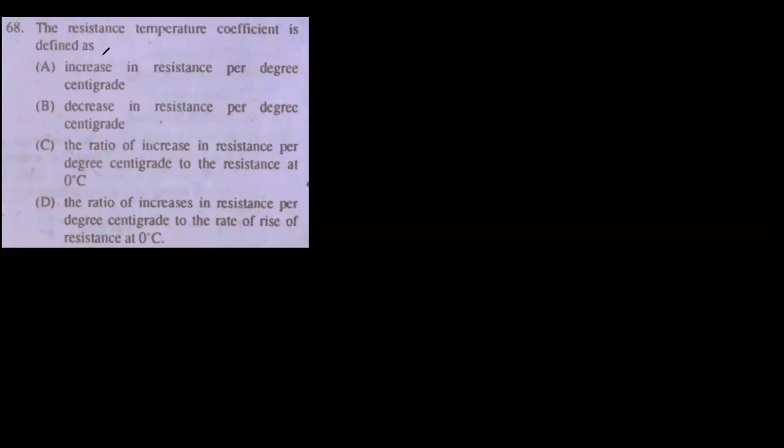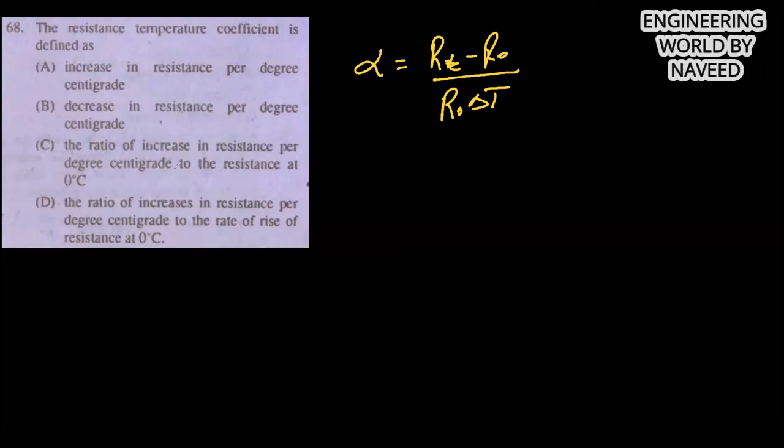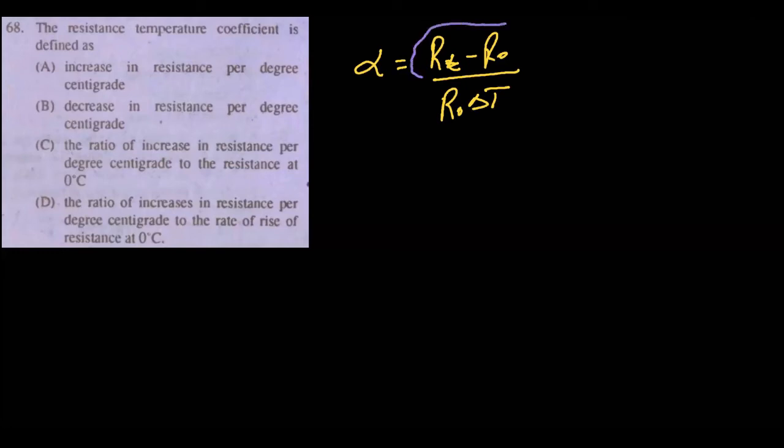Okay, next MCQ says the resistance temperature coefficient is defined as RT minus R naught divided by R naught into del T. So that is defined as increase in resistance per degree centigrade, no. Decrease in resistance per degree centigrade, no. The ratio of increase in resistance per degree centigrade to the resistance at 0 degree. Okay, so it is the ratio of this to this.